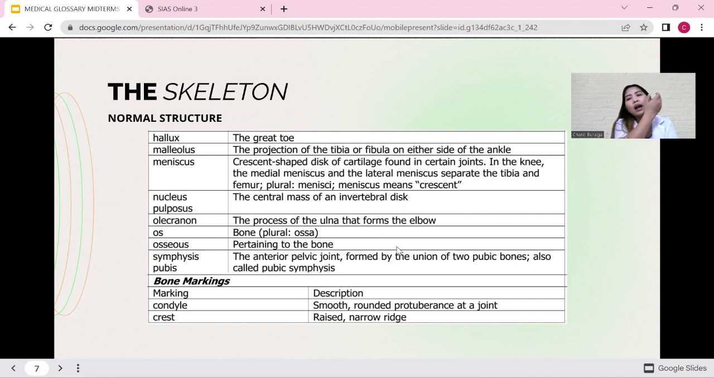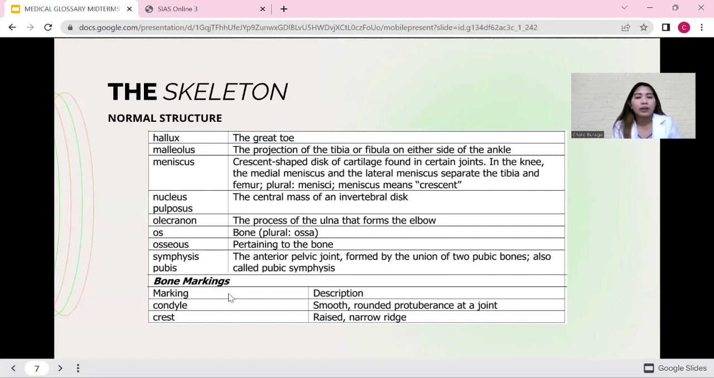So, nandito si ulna, the process of ulna that forms the elbow. Dito si olecranon. Nandito si elbow. Si olecranon. So, os meaning bone, osseous pertaining to the bone. Symphysis pubis, alam nyo na yan. Okay, dyan yung pelvic joint formed by the union of two pubic bones. Wherein yung symphysis pubis, dyan tayo nagkakaroon ng mga pubic hair. Okay, it is called the pubic symphysis or the symphysis pubis.